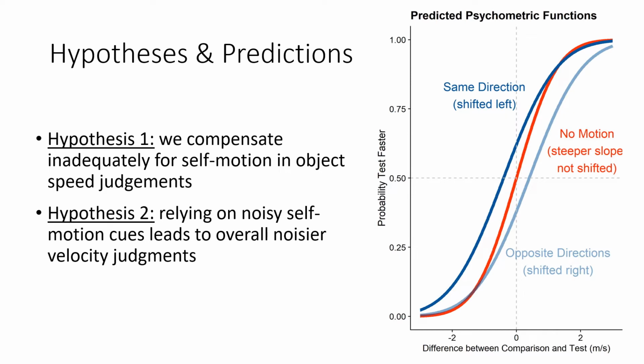The second hypothesis was that exposing participants to visual self-motion should lead to a decrease in precision, as they have to take into account noisy self-motion cues when estimating object motion. In the psychometric function here on the right, that would show as a less steep slope.